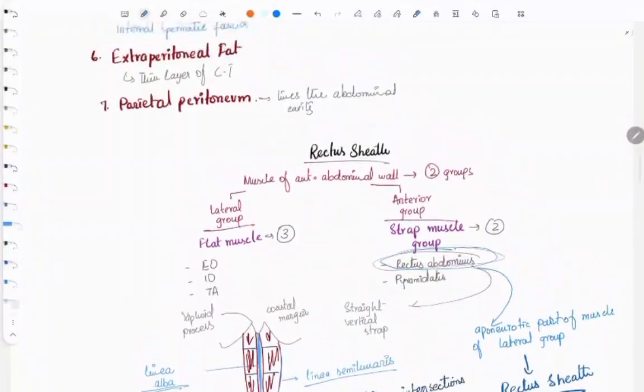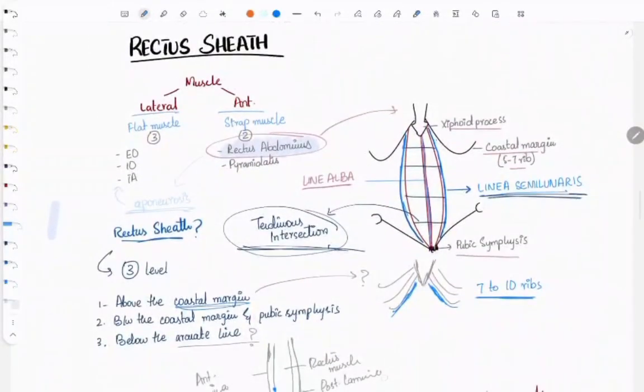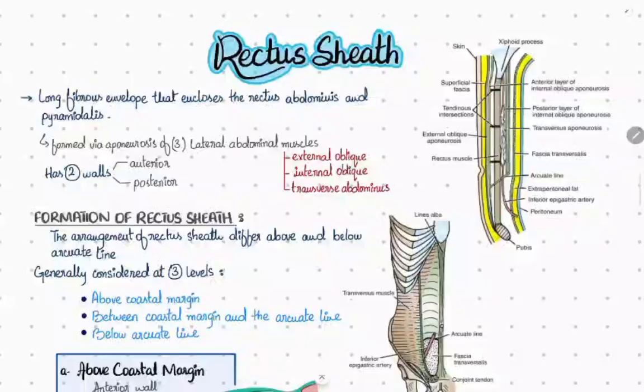Now let's have a quick recap of all we have studied from the Med Climbers notes. The diagrams attached here are taken from slides. So what was the rectus sheath? It is a long fibrous envelope that encloses the rectus abdominis, and this fibrous envelope is formed by the aponeurosis of the three lateral muscles: external oblique, internal oblique and transverse abdominis.